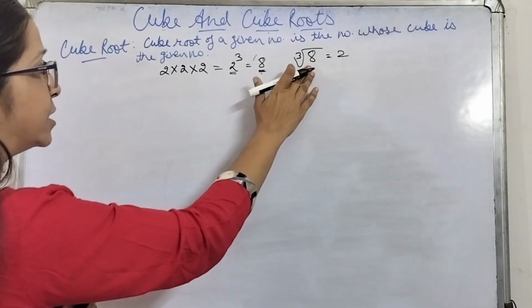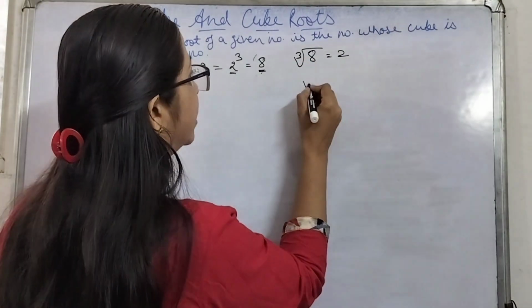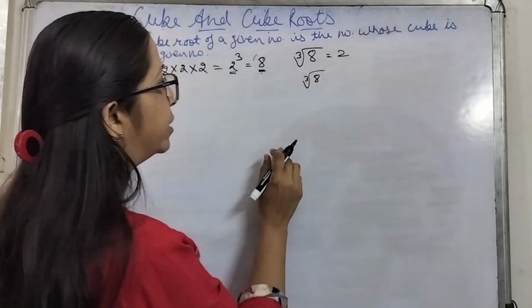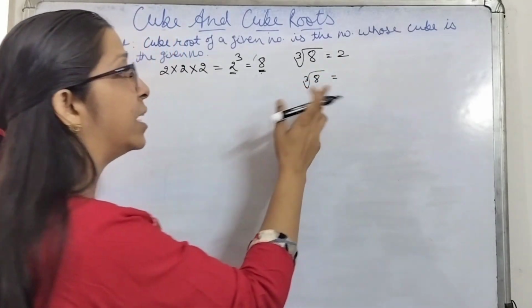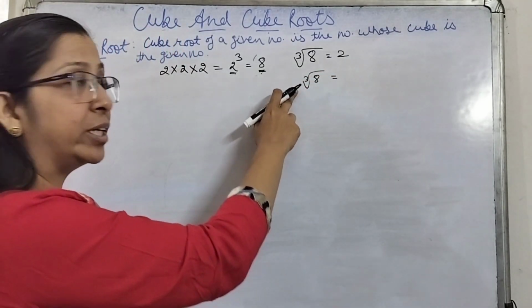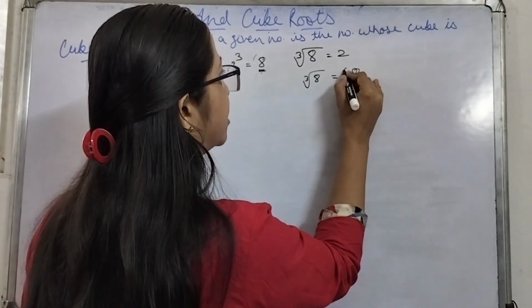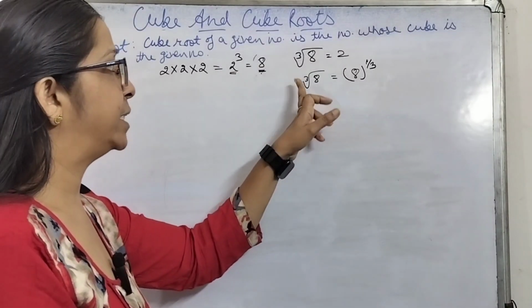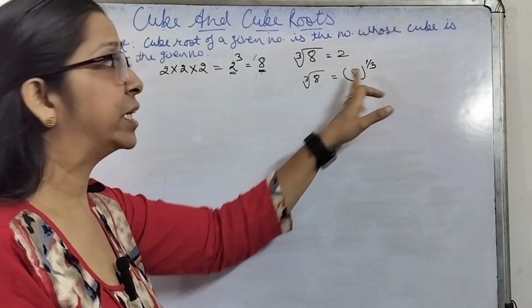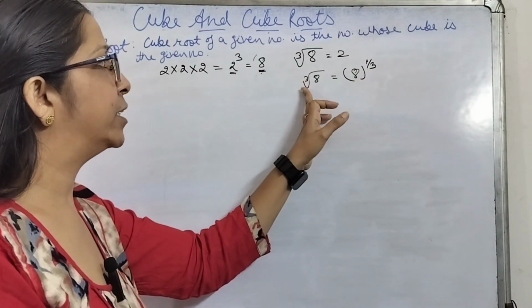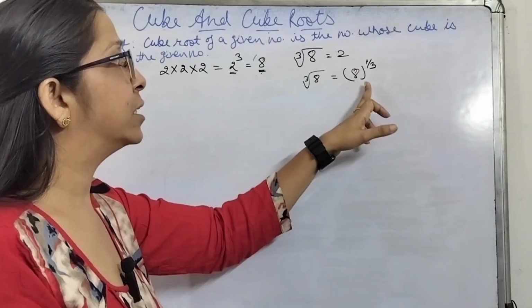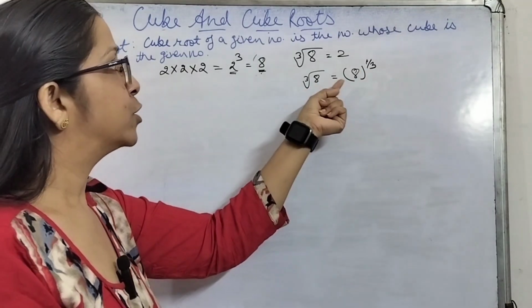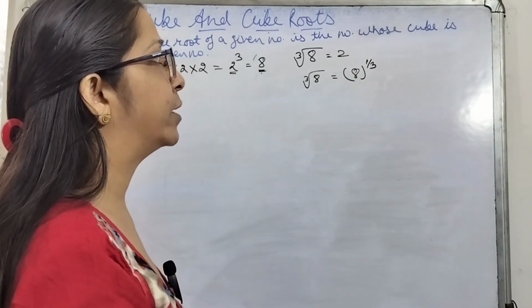What is the meaning of this? We have learned in the previous videos that when we write the radical sign over here, this simply means it is the nth root. Over here n is your 3, so it means 8 raised to the power 1 upon 3. This simply means the power is 1 upon 3. It is your nth root. Over here the value of n is 3, so it is the third root of the given number. So it means 8 raised to the power 1 upon 3.